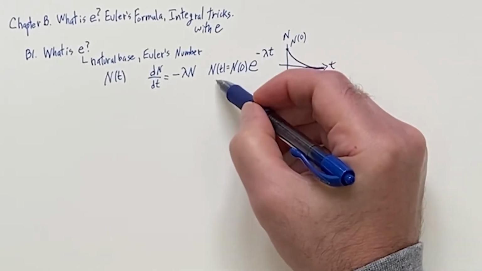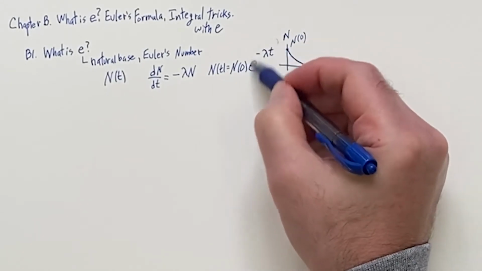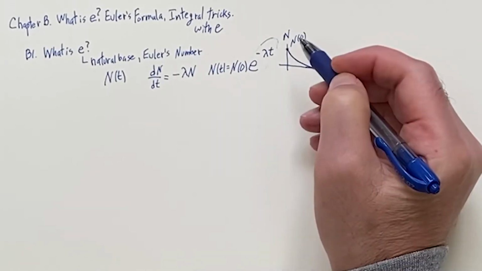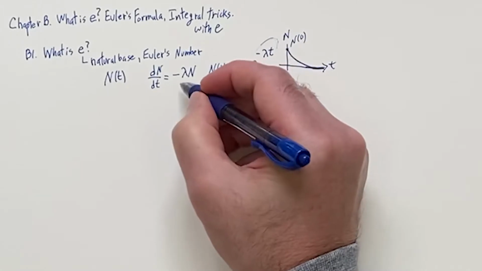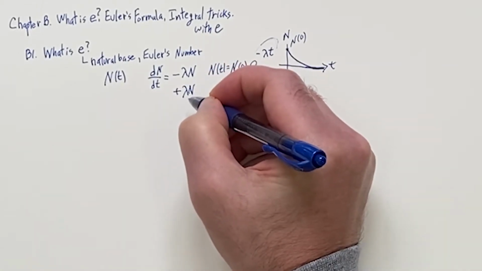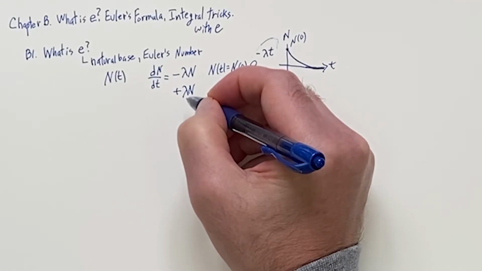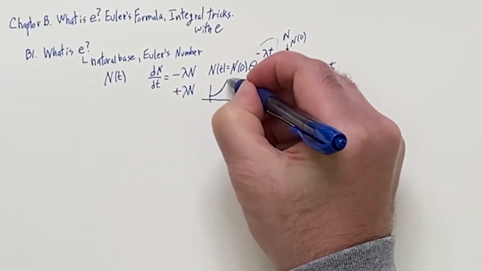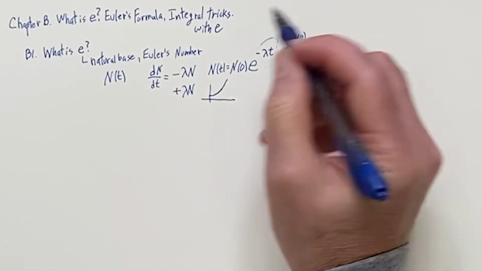So if you take the derivative here, you see you would get the same thing back and pull down the minus lambda. So you're familiar with this kind of idea. And if you have a plus, that would be like growth, like bacteria growth, where you're going the other way. There's like an exponential growth.